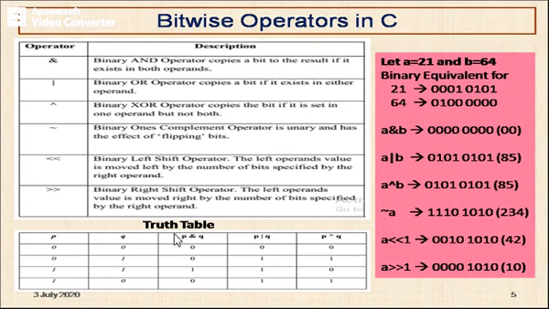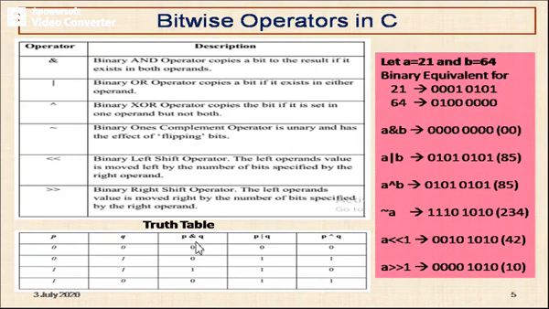Okay, and here is the truth table for binary AND, binary OR, binary XOR. And this is binary ones complement. Ones complement is very easy. That is, if the input is 0, output is 1. Input is 1, output is 0. Okay, so for these three things, we have a truth table here. Two variables are there, P and Q.